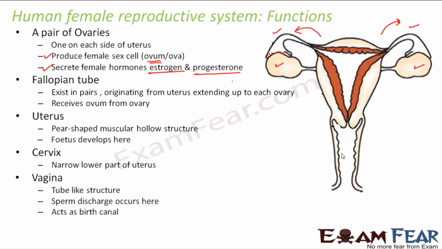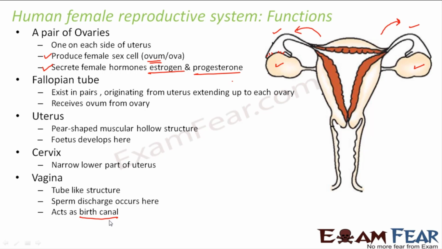This tube also acts as birth canal because, as I said, the baby remains here for 9 months. Now how does the baby come out? The baby comes out through this vagina. Right? So that is why it is also known as birth canal. Clear? So these are the different parts of the female reproductive system.